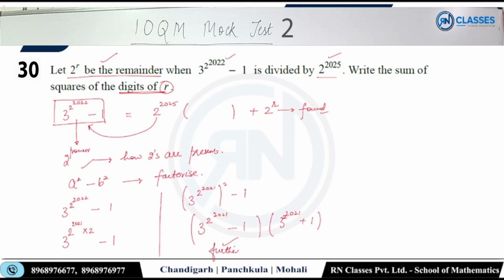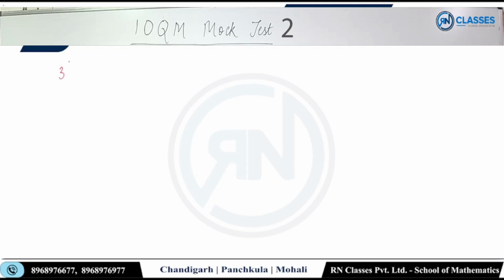ठीक है. इसको फर्दर फैक्टराइज करते हैं. 3 raised to the power 2 raised to the power 2021 इसको तोड़ लेते हैं, 2020 into 2. ठीक है. तो मैं इसको फिर से लिख लूंगा 3 raised to the power 2 raised to the power 2020 का स्क्वायर माइनस 1. इसी को यूज करो: (3 raised to the power 2 raised to the power 2020 minus 1) (3 raised to the power 2 raised to the power 2020 plus 1) (3 raised to the power 2 raised to the power 2021 plus 1). ये था मेरे पास अभी तक, ठीक है.